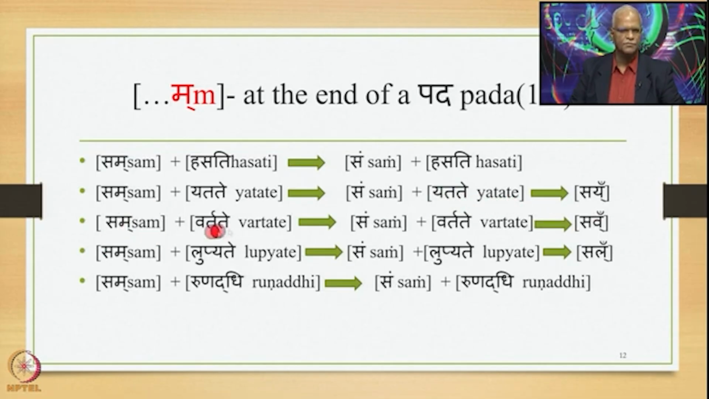Similar is the case with sam plus vartate. Ma at the end of a pada followed by a consonant va. So this ma gets substituted by an anuswara by the application of 8323, and you get the output sam vartate. Then 8459 applies and substitutes this anuswara by the nasal parasavarna, that is nasal va. So we have sound and vartate, and this is optionally done.